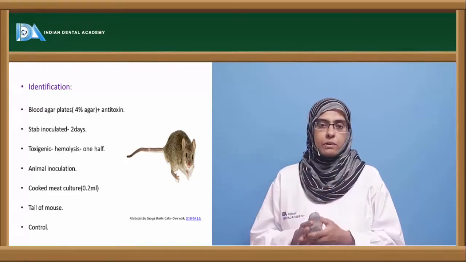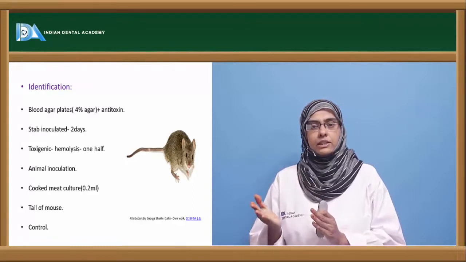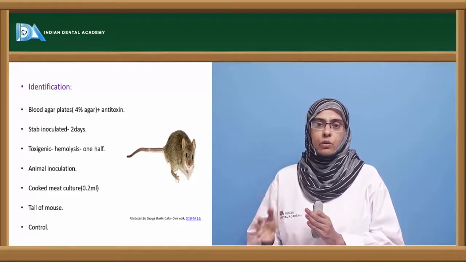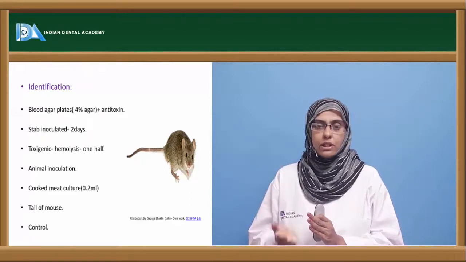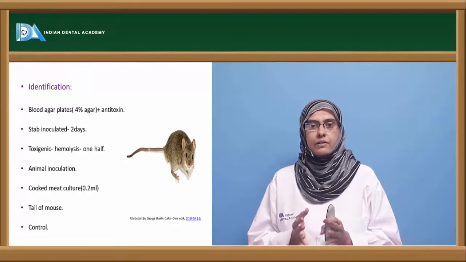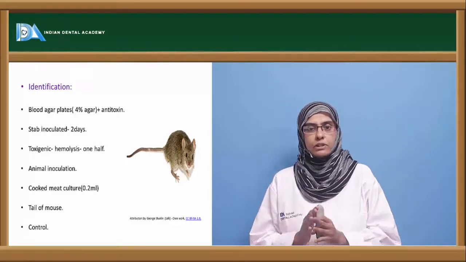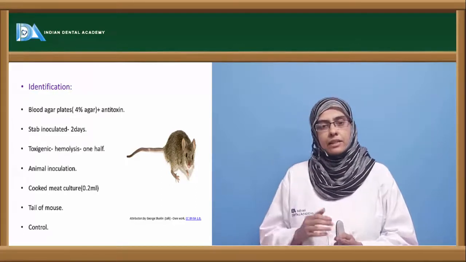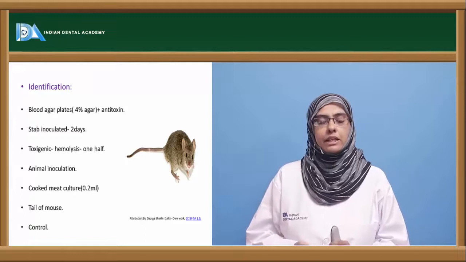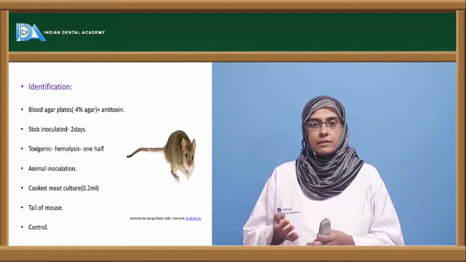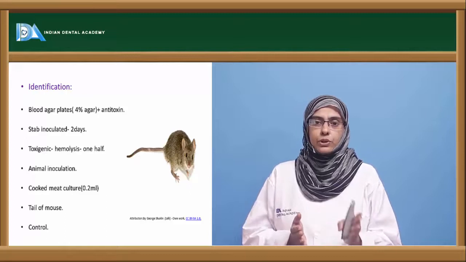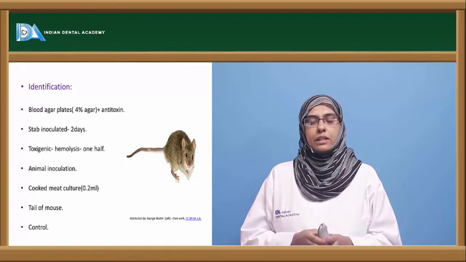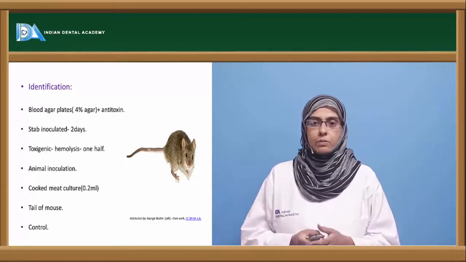Now here one thing you have to remember is that one portion is usually inoculated with an antitoxin that will inhibit the growth of the organism that produces the toxin. So the blood agar plate is prepared with 4% agar to prevent swarming. There is no diffusion of the organism, and then it is stab inoculated and usually incubated in anaerobic condition for 2 days. Growth of the organism is seen only on the portion where there is no antitoxin. That indicates that the organism is toxigenic in nature, or is able to produce the toxin.